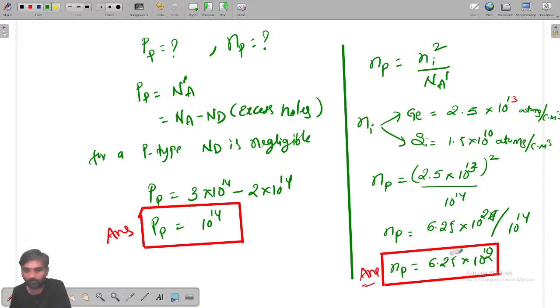Or if you want me to draw it, I'll write. To the power of 12 only. What are the units, sir? Atoms per centimeter cube. Here also it is atoms per centimeter cube. No, it's 13 only. Okay.